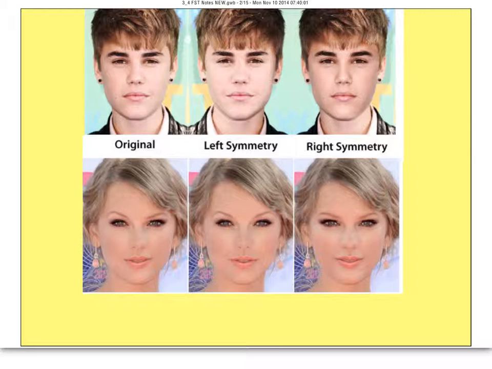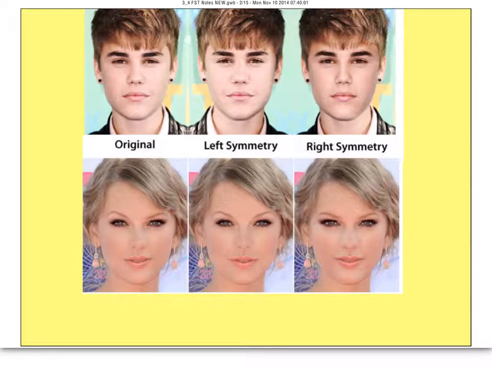Now this is just kind of a fun thing about symmetry. Here's Justin Bieber, and what somebody actually did on this, if you take it as original picture, they took his face and they cut it right down the middle. They took the left-hand side of his face right here, and then they flipped it over, and here's what he looks like. They then took his right side of his face and did the same thing and flipped it over. You can tell here that the images of himself are very similar to his original face.